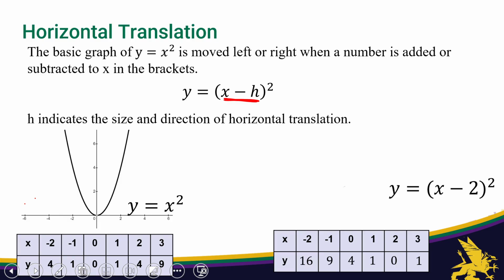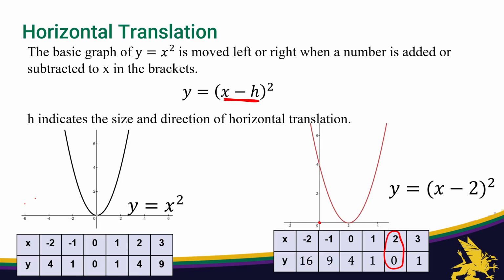1 squared is 1. So instantly we can see right here that our turning point has moved 2 spaces, 2 spaces to the right. So we've gone from here, we've moved over 2.